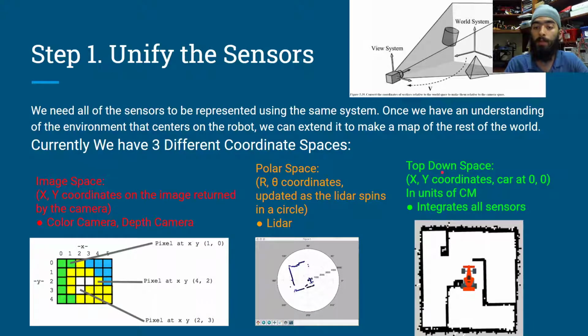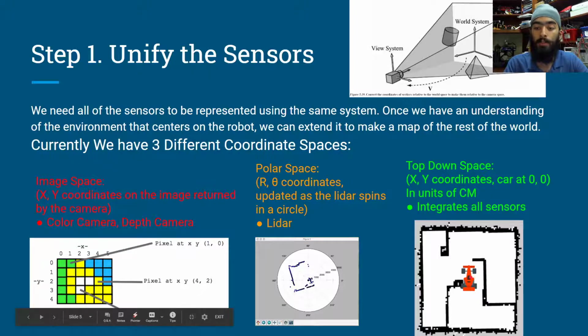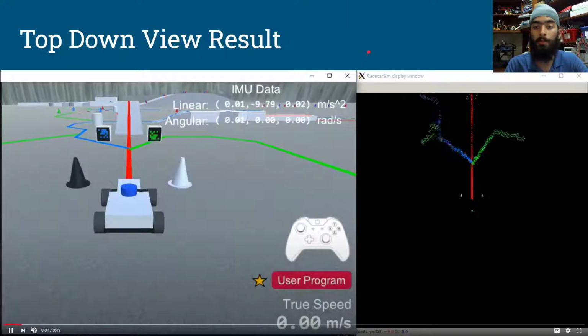Finally, we have top-down space, which is our unified sensor system. It consists of Cartesian x and y coordinates and has the car centered at 0, 0. The good thing about this is that everything is in units of centimeters and it integrates all of our information into one top-down map. Here is the result of our top-down view algorithm.